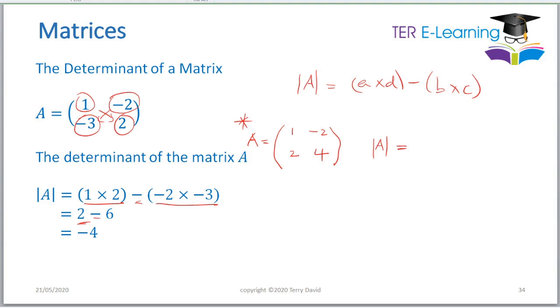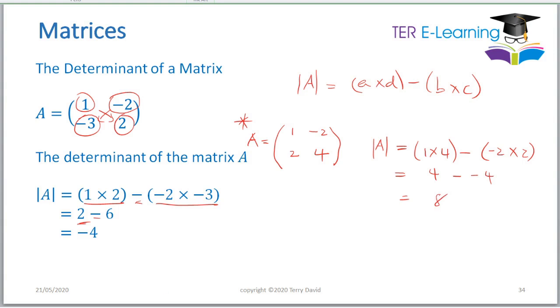Alright, I've seen a few people saying 8. Let's see if that's correct. So the formula is AD minus BC. We're going to take the 1 and multiply by the 4, and then we're going to subtract minus 2 multiplied by 2. 1 multiplied by 4 gives me 4. Minus 2 multiplied by 2 gives me minus 4. 4 minus minus 4 is the same as saying 4 plus 4. So therefore the answer is 8. So you all are correct. The answer is 8, right?